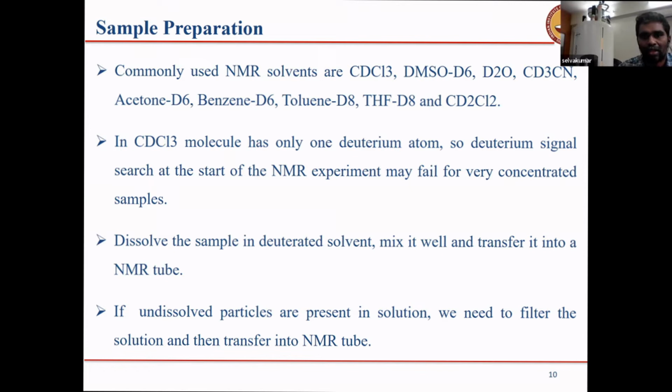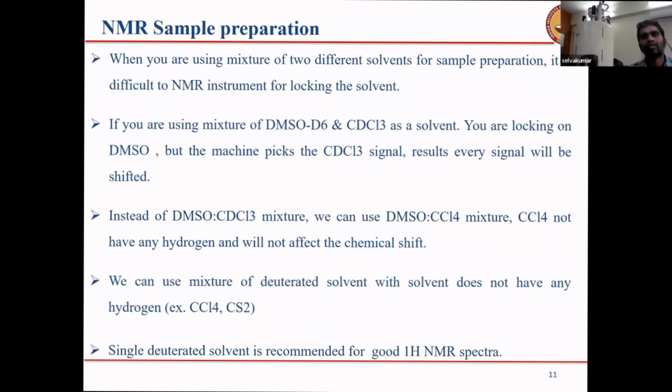Dissolve the sample in deuterated solvent, mix it well, and transfer it into the NMR tube. If undissolved particles are present in the solution, we need to filter it and transfer it into the NMR tube. For NMR purposes, generally we need to use a single solvent. Sometimes our compound may not be soluble in a single solvent. We need to use a mixture.